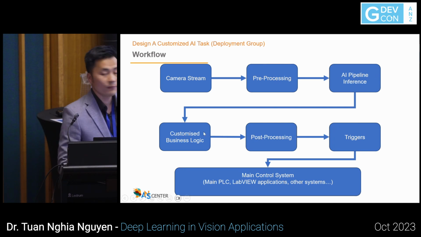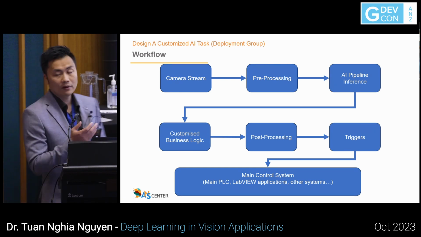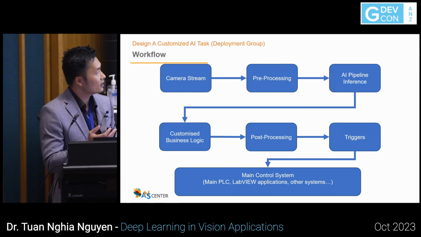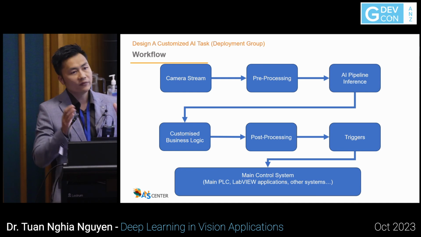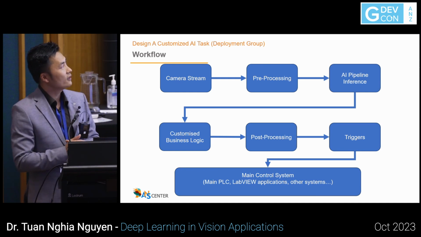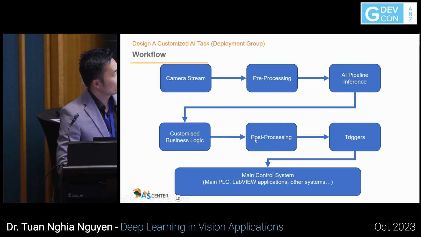And after that, depending on different types of customer application, right? So we have the customized business logic, where we design all the plugins for the user to form the business logic inside the framework, and then we also go into the post-processing and then trigger with the main controller.